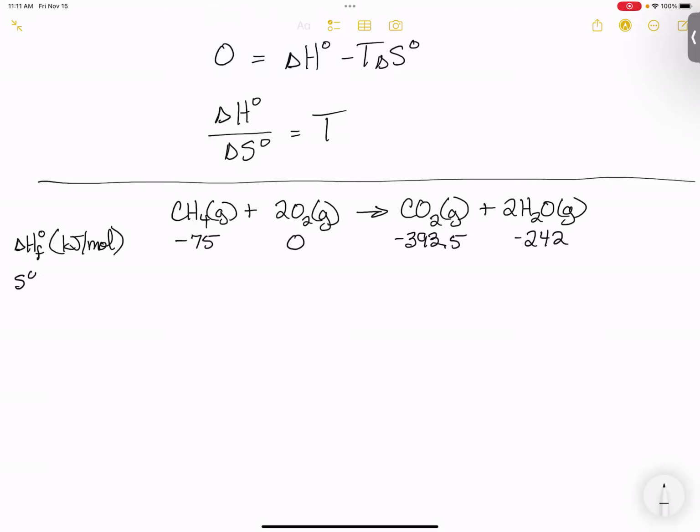The S naught, which is in joules per mole Kelvin, is equal to 186 for methane, 205 for oxygen, 214 for carbon dioxide, and 189 for water in gas form.